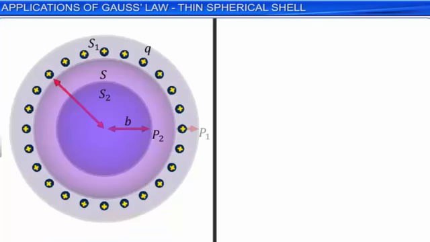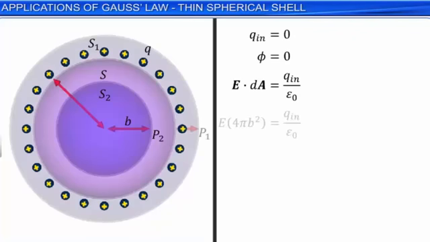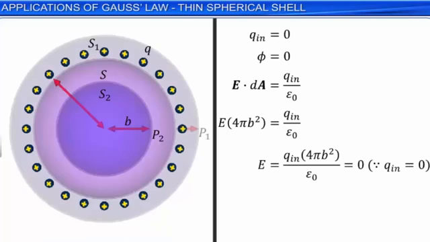Since the Gaussian surface S2 does not enclose any charge, Q_in is equal to 0 for the given surface. Hence, the net flux phi through this surface is 0. According to Gauss's law, the integral of E dot dA is equal to Q_in by epsilon naught. Given that the Gaussian surface S2 has a surface area of 4 pi b squared, and since Q_in is 0 for S2, the electric field strength for any point within the Gaussian surface is 0.